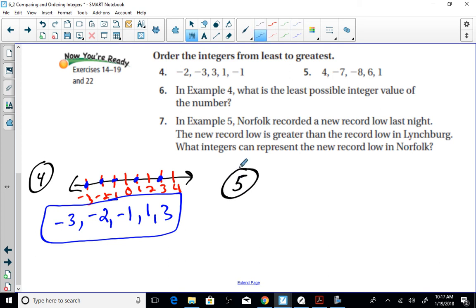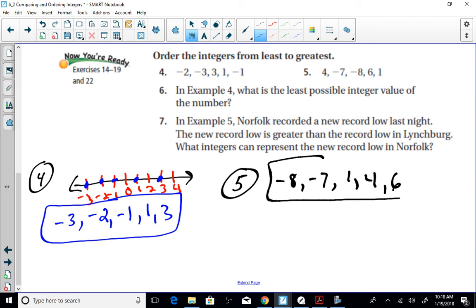Problem 5, the numbers are a little larger, so for laziness' sake, I'm not going to write out the number line, but you can imagine where these points would be on the number line, right? Which one of these integers would be furthest left on the number line? Would be negative 8. So negative 8 and then negative 7 are the only values that are less than 0, so they're going to be your lowest values. Negative 8 is further left on the number line than negative 7 is. Then as we continue, I would have 1, 4, and 6. 1, 4, and 6 in order from least to greatest. Okay?